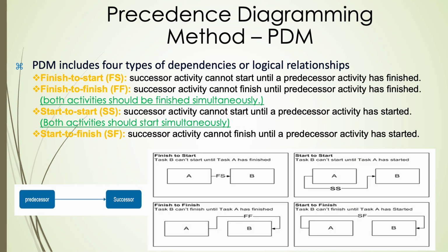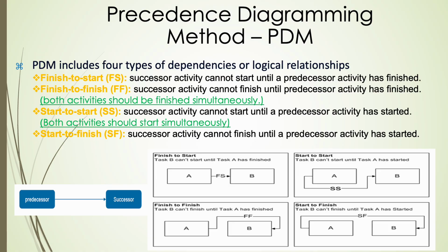The precedence diagramming method defines four fundamental types of logical relationships between project activities. Finish to start is the most common, where a successor activity cannot begin until its predecessor has finished. In finish to finish, the successor cannot finish until the predecessor finishes, implying that both activities might conclude around the same time. Start to start indicates that a successor cannot start until the predecessor has started, allowing for parallel work once both activities are underway.